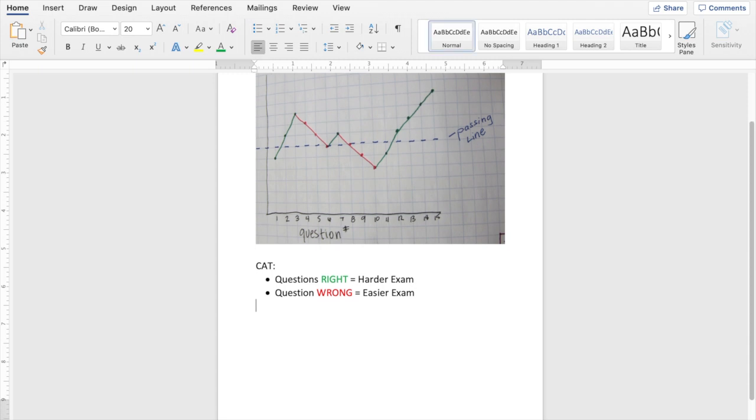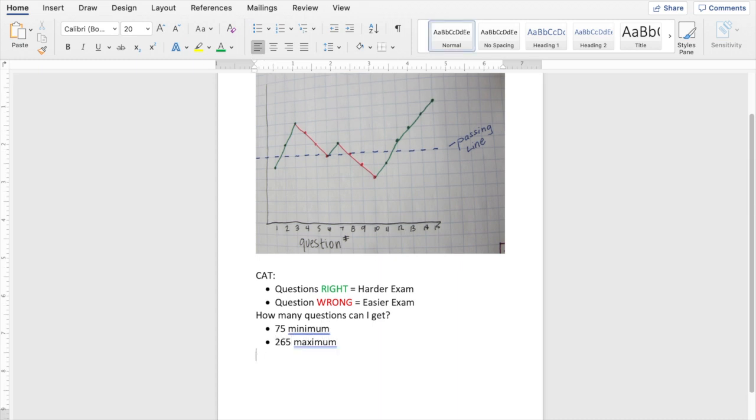And that takes us into one of the most common questions, which is how many questions do I get on the test? And the answer to that is it really can be any number, but 75 is the minimum and 265 is the maximum.